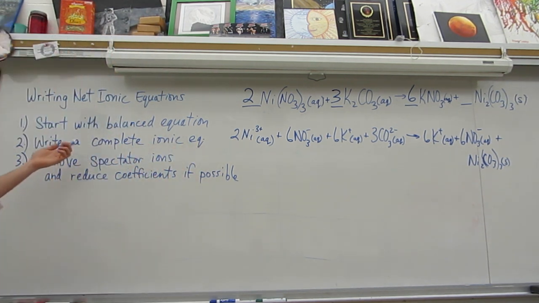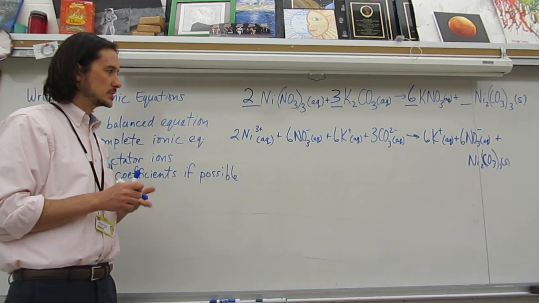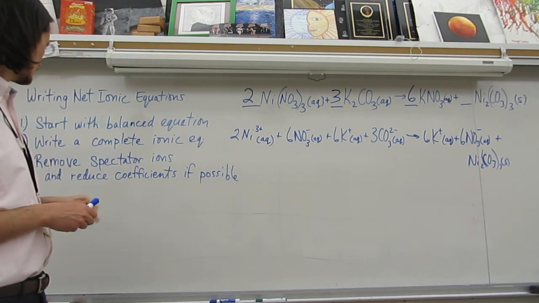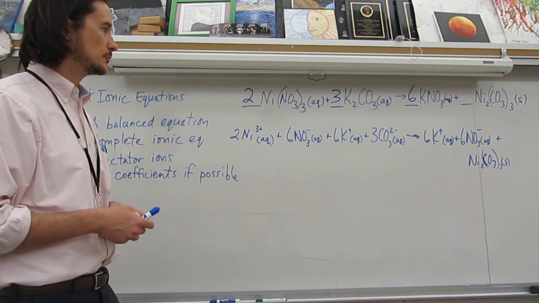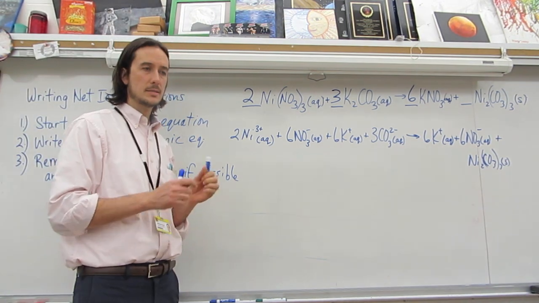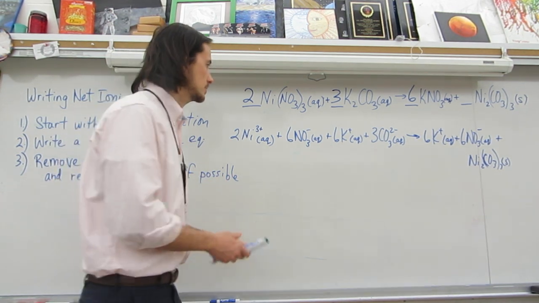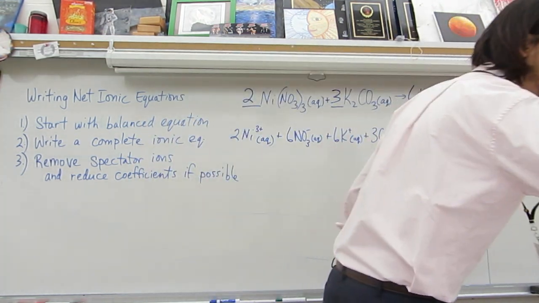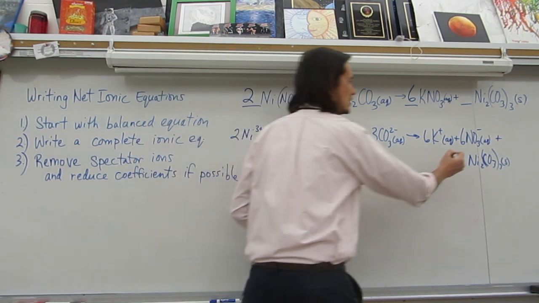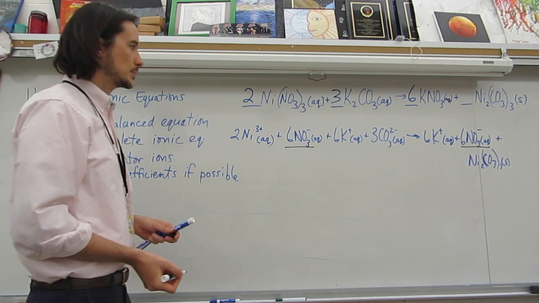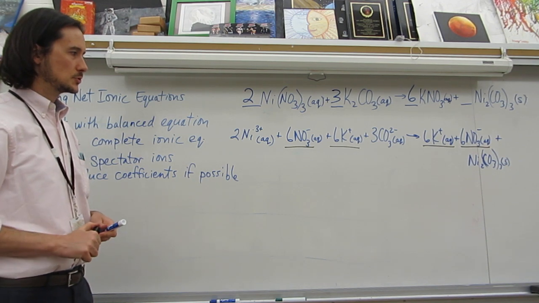So we did that. We wrote a complete ionic equation. If you're asked for that, this is what it would look like. You have states, put the states of matter on next to everything. Next thing is to remove the spectator ions and reduce coefficients if possible. So spectator ions are ions that appear on both sides of the equation in exactly the same form. And in this case, it's going to be nitrate. We see 6 nitrates on the reactant and product side, so those are spectator ions. And we have 6 potassium ions on the reactant and product sides, so those are spectator ions.